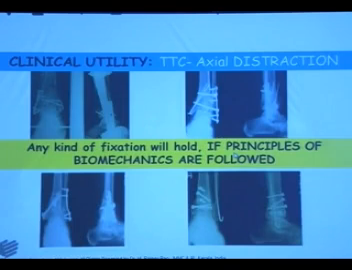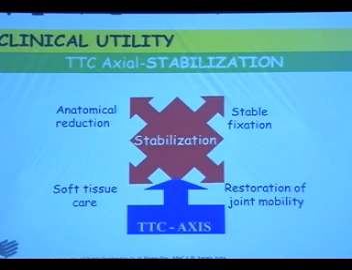Dear friends, I am sure by this axial distraction, any kind of fixation will hold if the principles of distraction or the biomechanics are held. These are the X-rays which have been available to me, because there were no biological plates available when I started off with this. But these simple implants can hold an ankle fracture to that level. Coming to the utility of this, TTC axial distraction versus axial stabilization, I'm sure all of you would stabilize the ankle on its anatomical plane in a plantigrade foot.